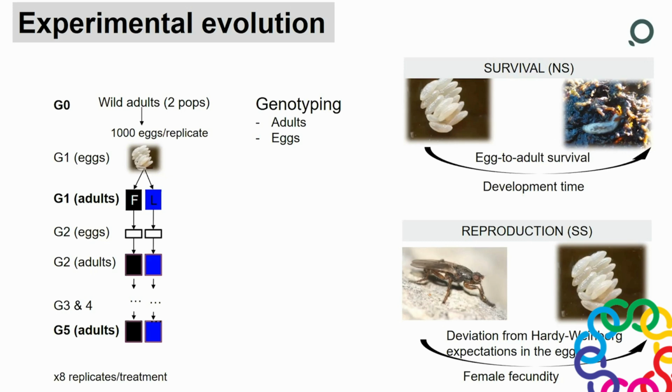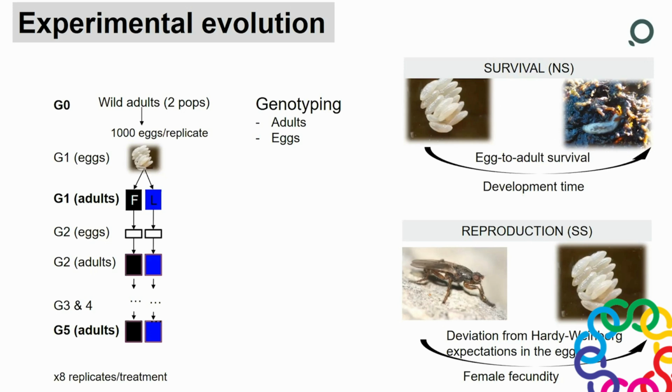And then some of the eggs that we didn't need for preservation, we moved on to a fresh set of seaweed. So 1,000 eggs, we always moved on to the next generation. And then we let them develop, and we collected the emerging adults. We preserved them for subsequent genotyping.